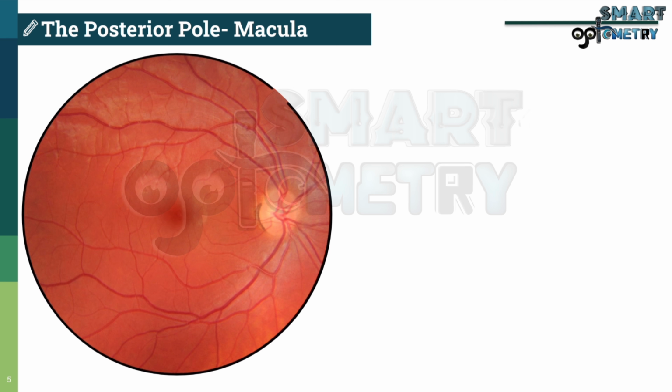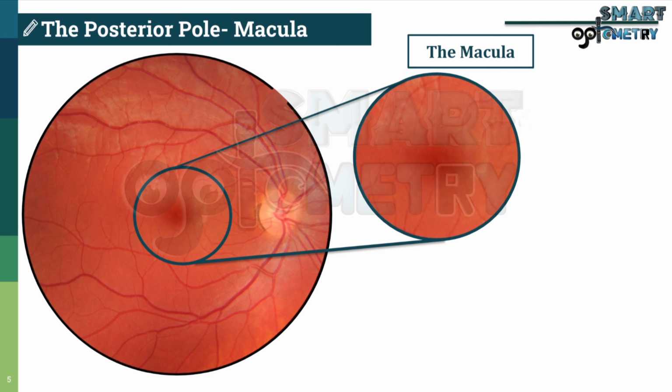Here this is the posterior pole and this is our magnified macula. The macula is located temporal to the optic disc. Here this is the fundus of our right eye, so the nose will be here. So this will be the nasal side and this will be the temporal side. So the macula is situated always temporal to the optic disc.